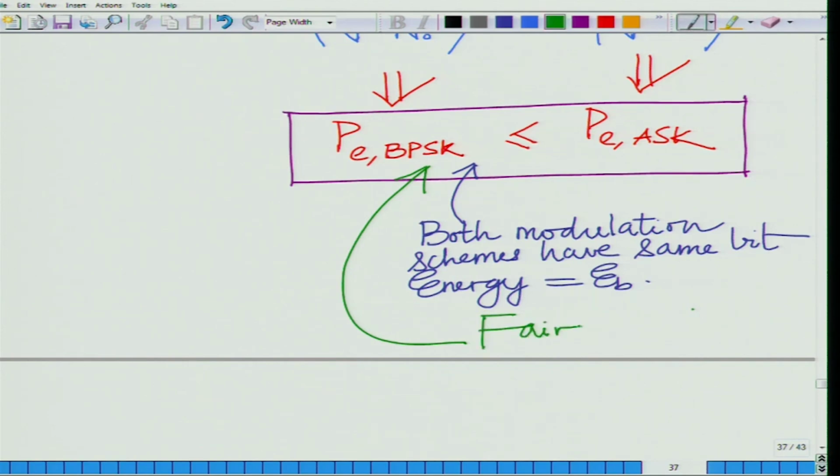Okay, because if one of them has a higher bit energy, naturally the bit error rate is going to be lower. So what we are doing is maintaining a constant average bit energy across the schemes and comparing the bit error rate performance. And what we have seen is that for the same average bit energy Eb, the probability of bit error of binary phase shift keying is lower in comparison to that of amplitude shift keying, and this is an important observation.